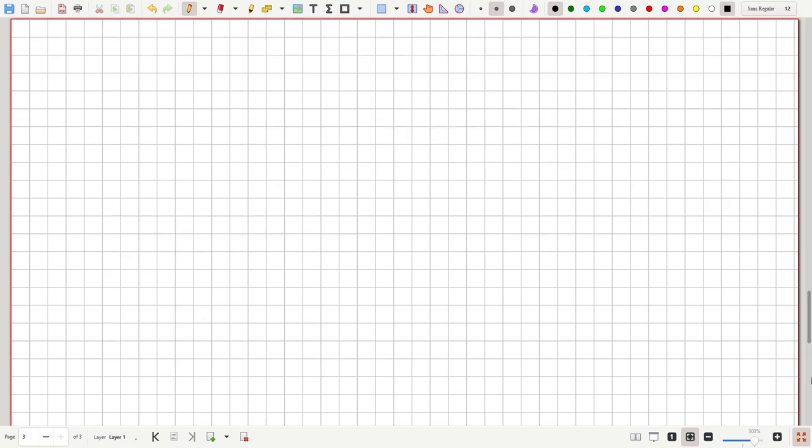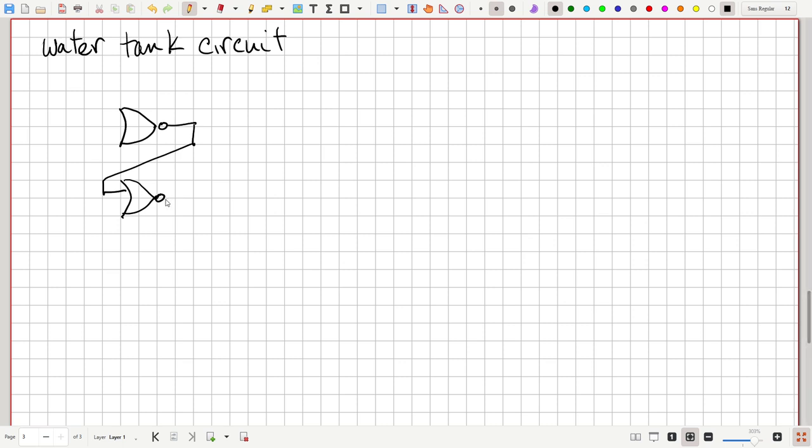Now let's see how we can solve our water tank problem using this latch. So this will be our water tank circuit. So here we go. Here's a NOR gate. There's another NOR gate. Got this feedback. And here's our reset input. We're going to put a NOT gate there and feed the H sensor output. So our reset signal is going to be not H.